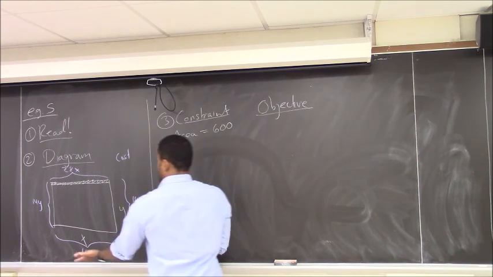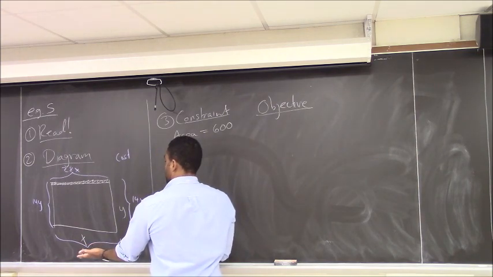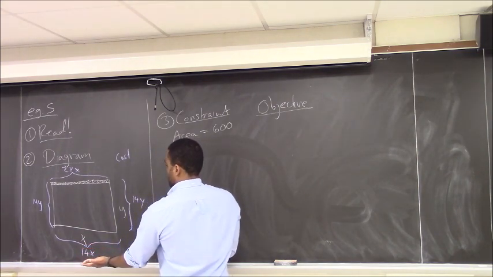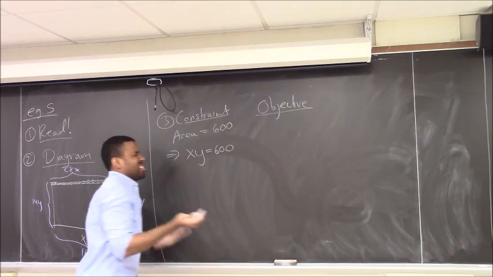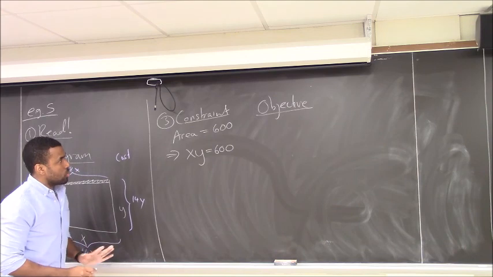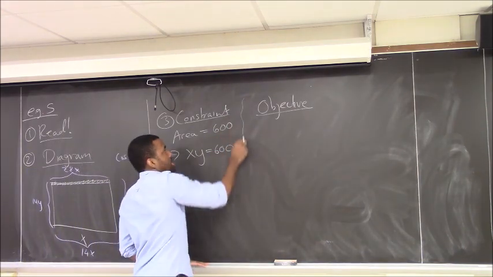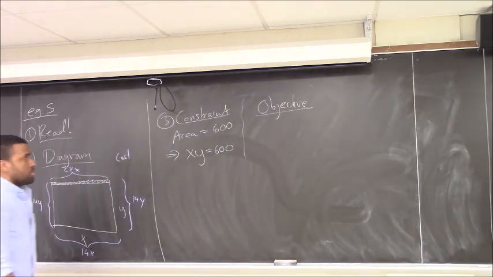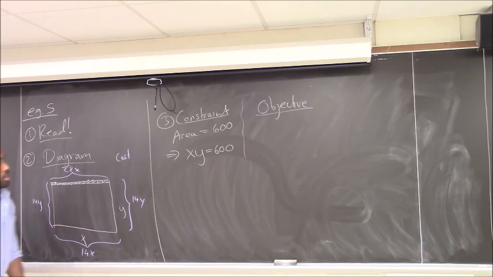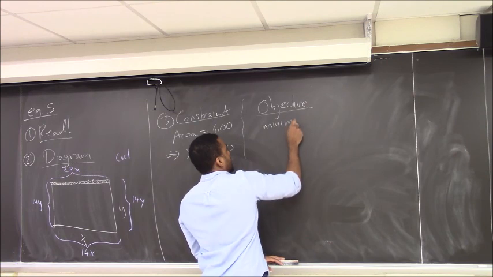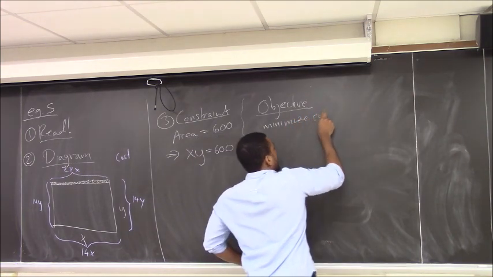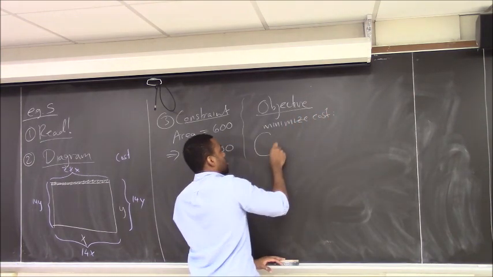But what is the area of this? It's what? Length times width equals 600. And again, I can solve for either one, but let's hold off on the solving first. Let's see what this guy's going to look like. It might influence my decision. So the objective here is we want to minimize cost. So we have to come up with a cost equation.